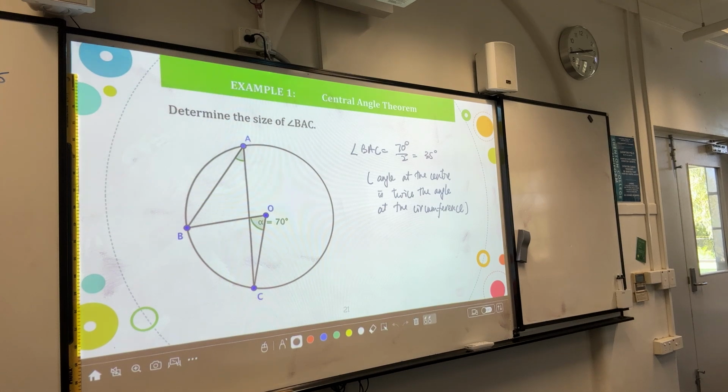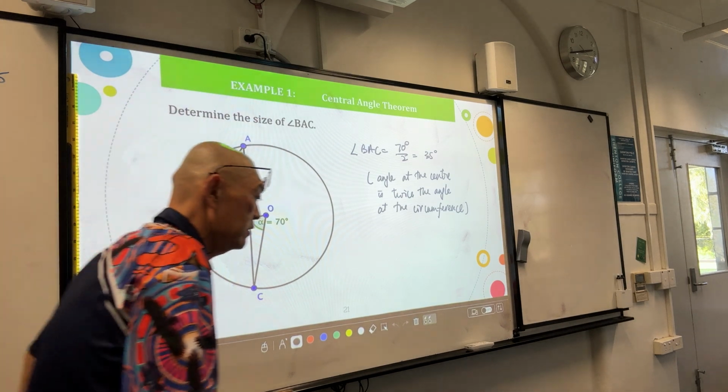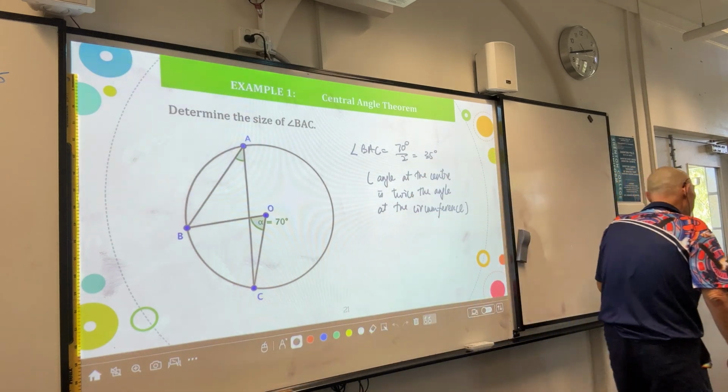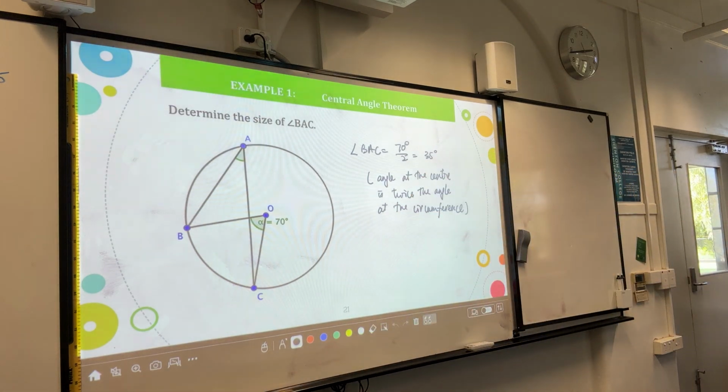So try the next 3 please, example 2, 3 and 4, and then I'll go through it with you. So remember, give a reason. Although I did not say give a reason, I want you all to start learning how to give a reason.